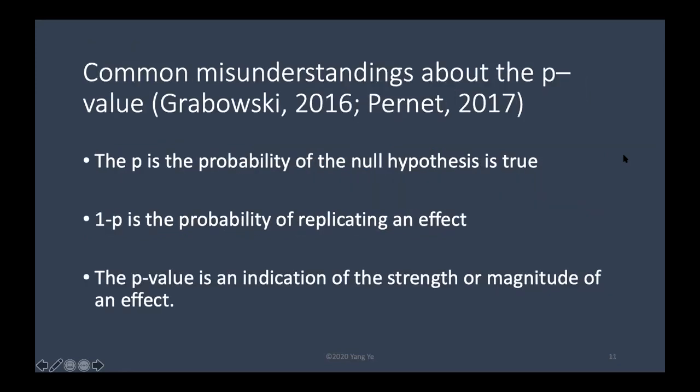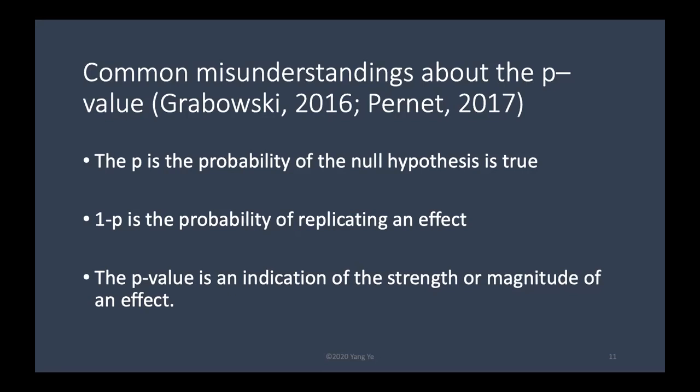There are some common misunderstandings about a p-value. The first misunderstanding is that the p-value is the probability of the null hypothesis being true. Some people will say that because p equals 0.05, the probability of the null hypothesis being true is also 5%. That is not the case. Another is that 1 minus p is the probability of replicating an effect. That's also not the case.